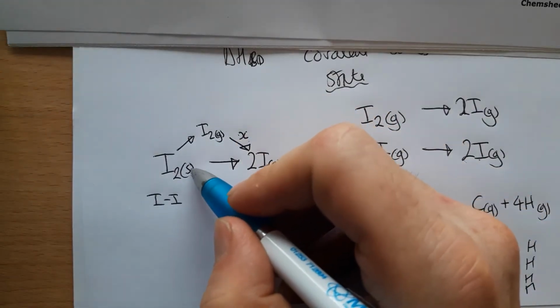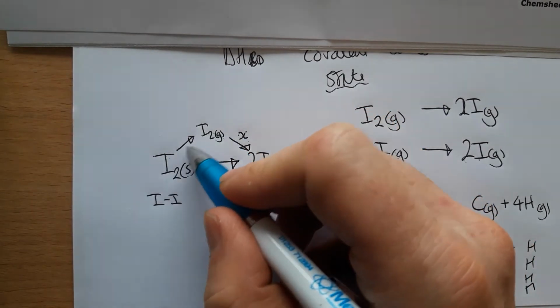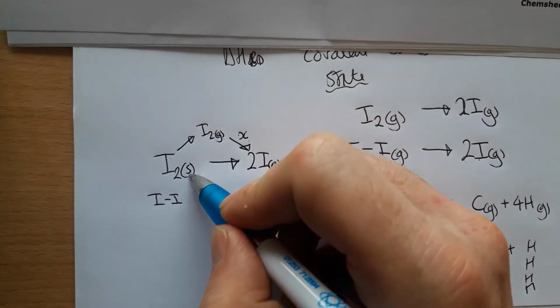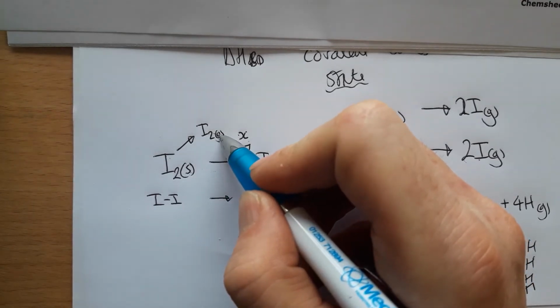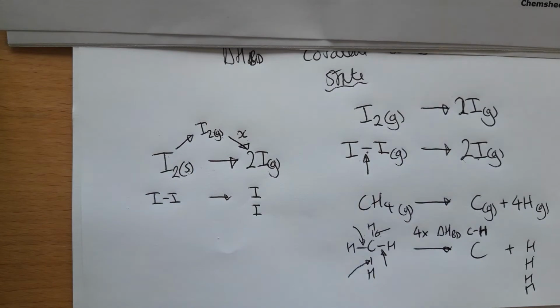What could you call this? Solid I2 to gaseous I2? Well, it's not atomization because you're not creating atoms. I would call this solid to gas. What happens when you turn a solid into a gas? Maybe vaporize it. That could be enthalpy of vaporization. Something like that.